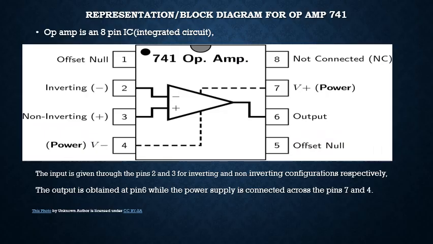Now this is the representation of a block diagram for an op-amp 741. Now op-amp is an 8-pin integrated circuit. All the 8 pins of the op-amp are shown. Here the input is given through the two pins 2 and 3. Pin 2 is used for the inverting configuration, that is when the output will be phase shifted by 180 degrees. And pin 3 is used for the non-inverting configuration, that is when the output will be in the same phase as the input. Pin 7 and pin 4 are used for connecting the DC supply to the op-amp.